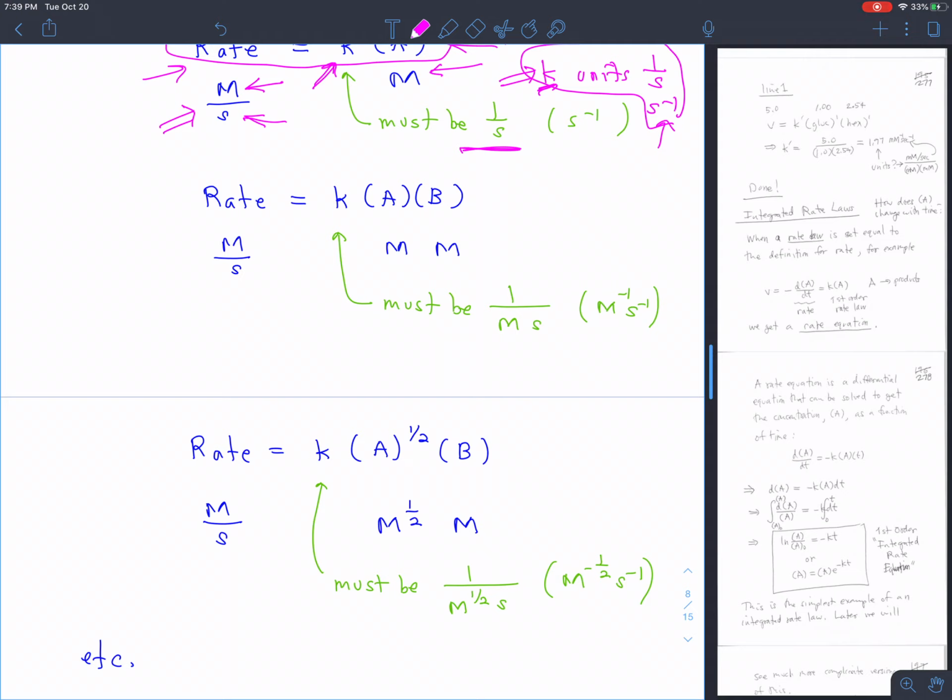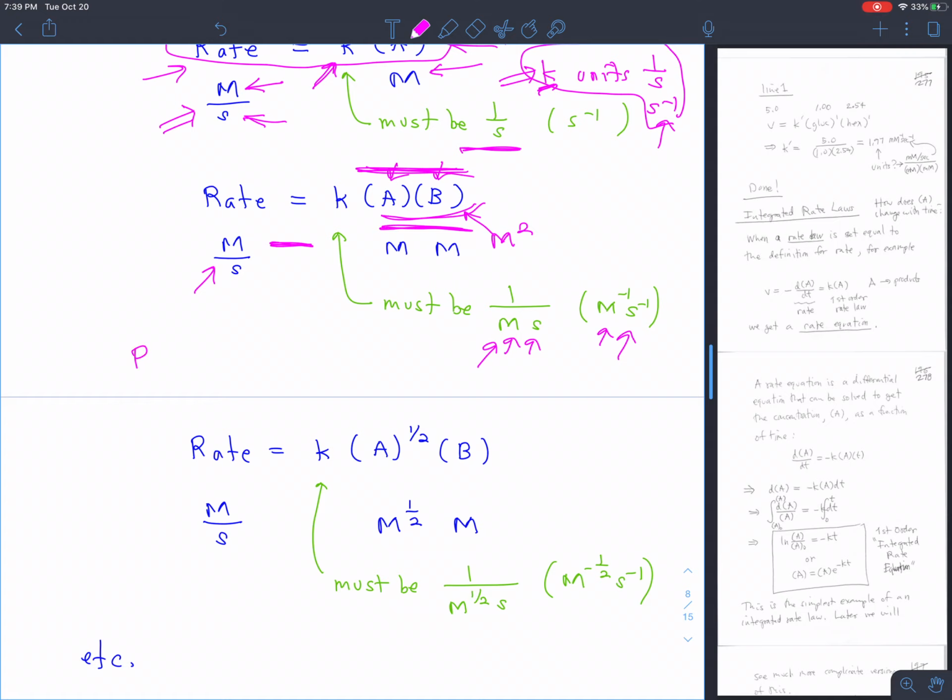All right, here's another case, but this one's overall second order, right? It's first order in A and it's first order in B, but it's second order overall. And what does that mean? Well, molar per second on this side again, but 2 molar factors on this side, right? It's really molar squared for just these concentration terms here. And that means that in order to make the units match on both sides, this K has to have units of 1 over molar and 1 over seconds, or molar to the minus 1, seconds to the minus 1. And that's true for every second order reaction.